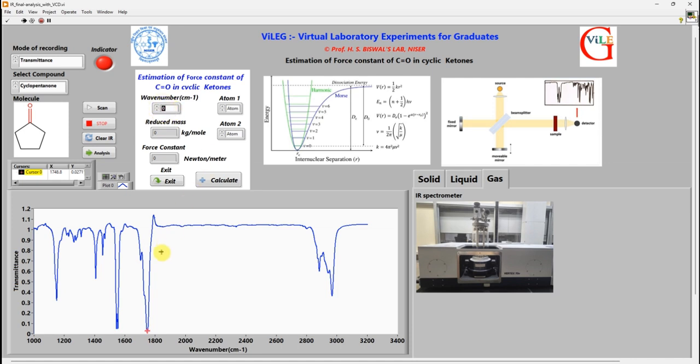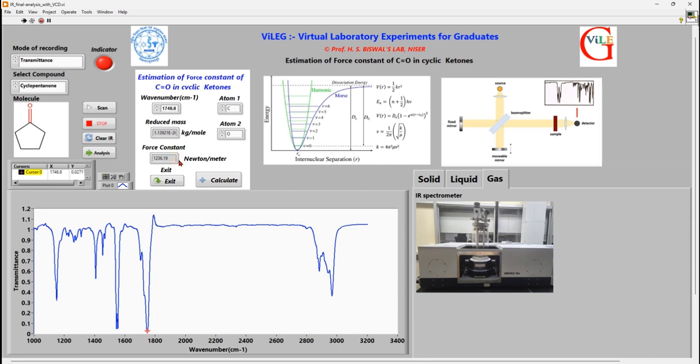We have to put the wave number here, that is 1748.8. Then we have to select atom 1 and atom 2. Then we have to press calculate. So here the force constant is 1236.19 Newton per meter.